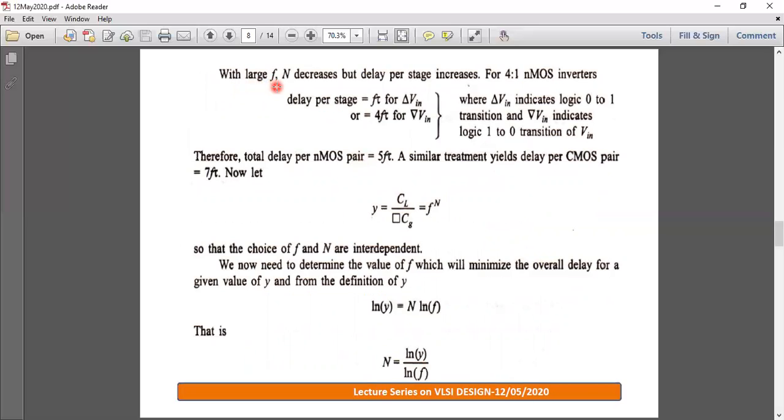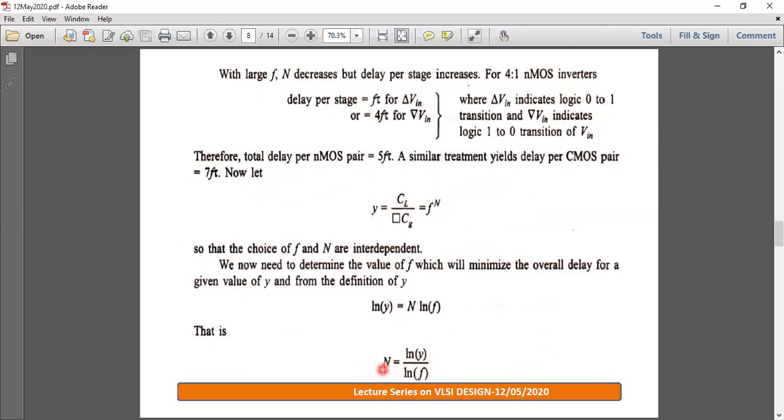So with large f, n decreases, but delay per stage will increase. For NMOS, delay is 5 tau. For CMOS, it is 7 tau. Therefore, Y equals CL by square CG, where CL is the output load capacitance, that is the off-chip capacitance, divided by the input capacitance, that is square CG, which equals F raised to N. So this will give you N equals Ln of Y by Ln of F.